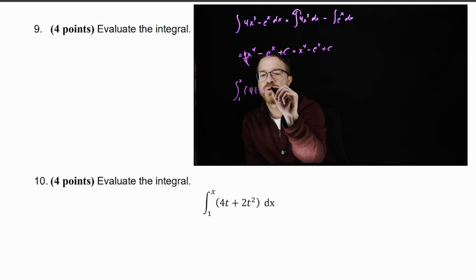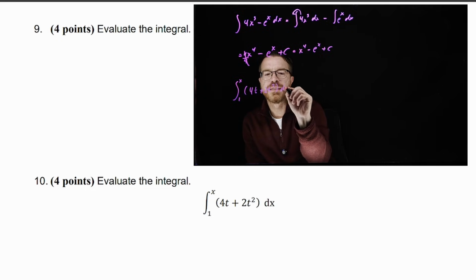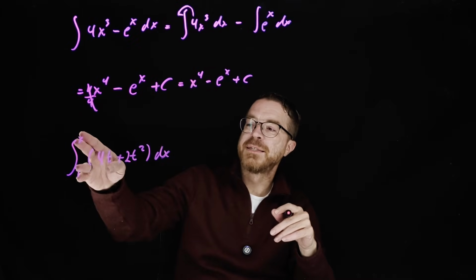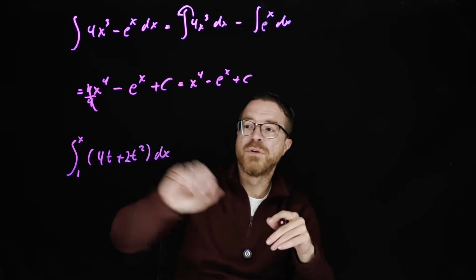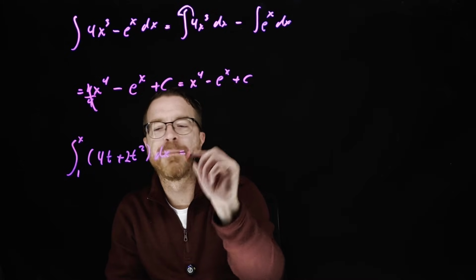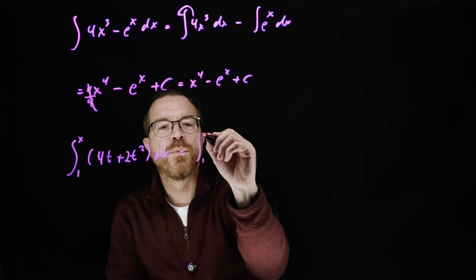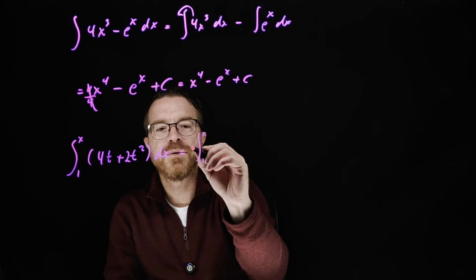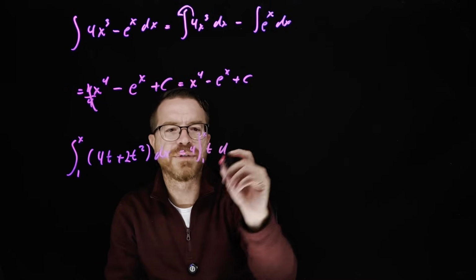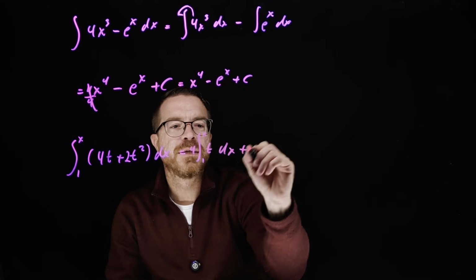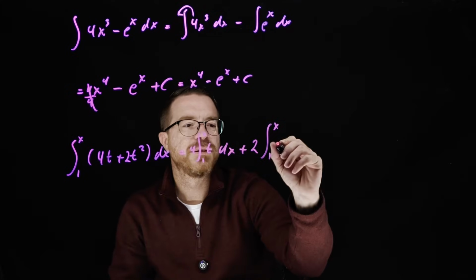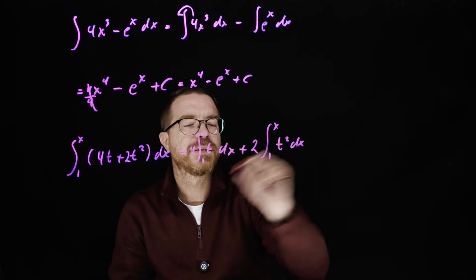For problem 10, it says we want to evaluate the integral from 1 to x of 4t plus 2t squared dx. Now, same thing as before. I'm going to take this as the integral of my first term plus the integral of my second term. And while I'm at it, I'm going to pull those constants out because I can do that as another step. So this is going to be 4 times the integral from 1 to x of t, dx, plus 2 times the integral from 1 to x of t squared, dx.